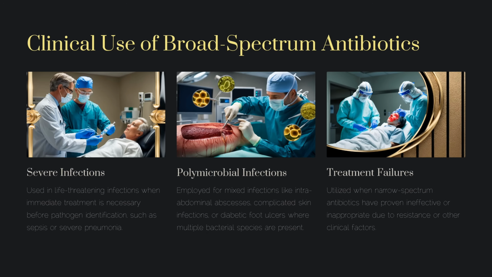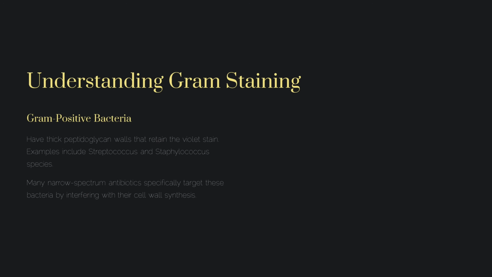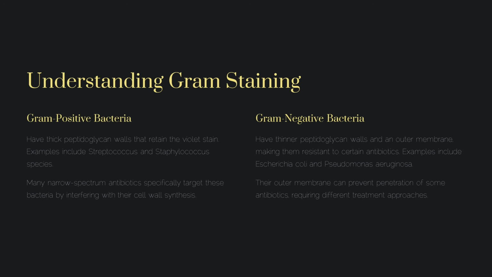Second is understand the gram staining. So, gram-positive bacteria and gram-negative bacteria. These are two different categories based on the gram staining. Gram-positive bacteria have a thick peptidoglycan wall that retains the violet stain. Examples include Staphylococcus, Streptococcus, etc.